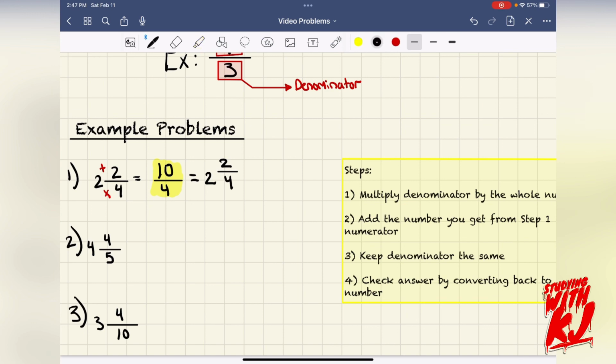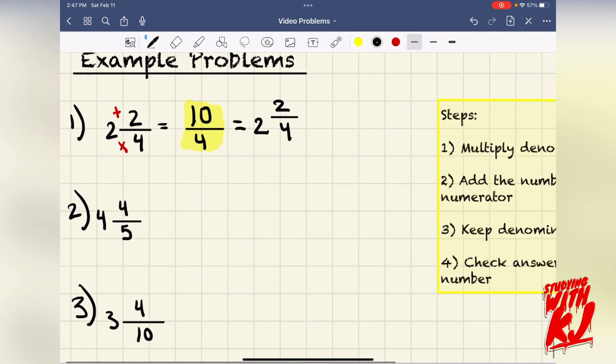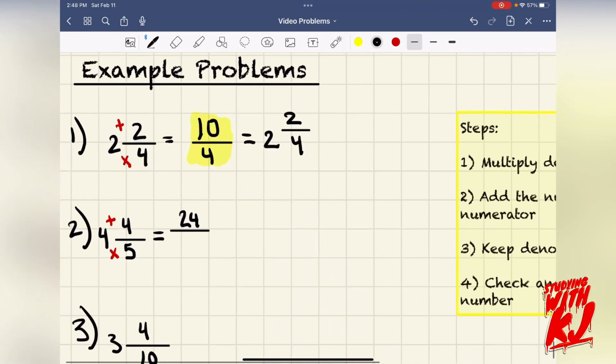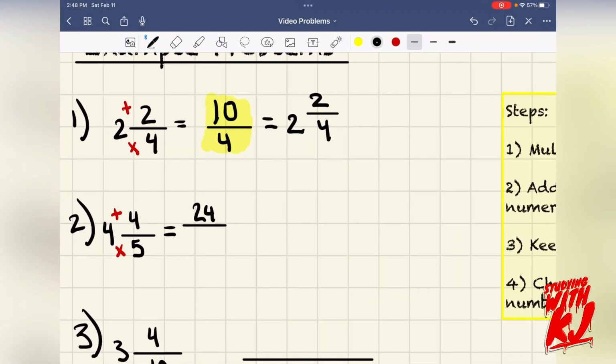So now let's go into example problem 2. Let's go over our first step. Our first step is to multiply our denominator by our whole number. So 5 times 4 is 20, plus 4 is 24, right? So that would be our numerator for our improper fraction, 24. And then our third step, so 24 covers our step 1 and 2. So now our step 3 tells us to what? Keep the denominator the same as we had in our mixed number. So our denominator for our improper fraction is 5.